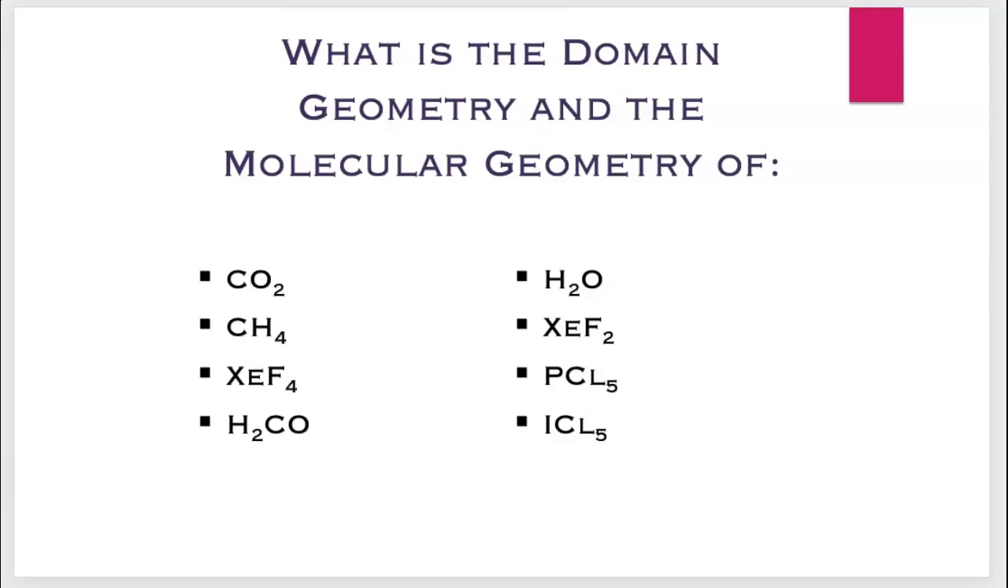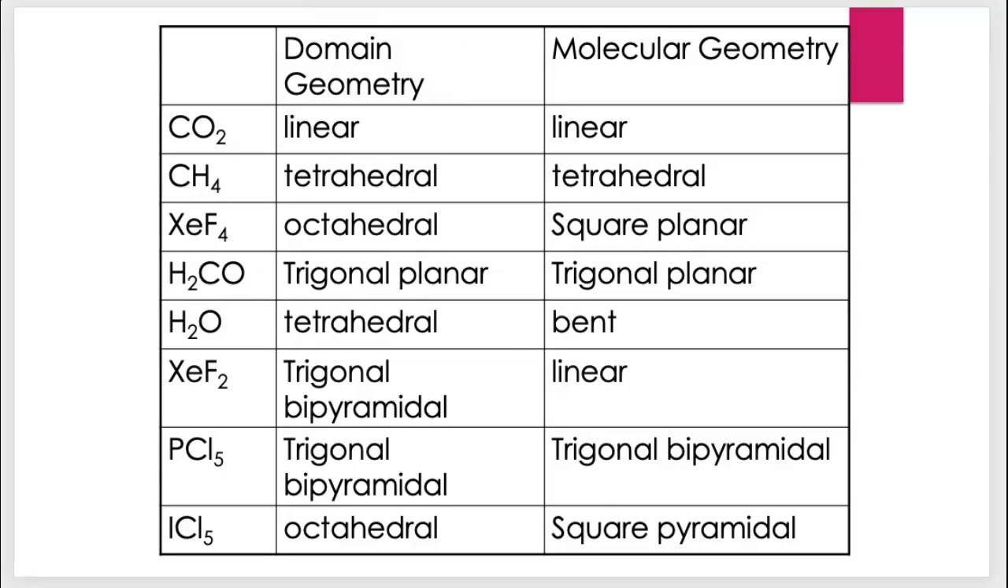So what is the domain geometry and the molecular geometry of these? Pause the video, give them a try. I'm going to go on. So carbon dioxide, we already saw represented on one of the other slides. That's linear domain geometry and linear molecular geometry. Methane, again, was represented on one of the slides. It has a total of 4 domains, and they're all bonding, tetrahedral, tetrahedral.